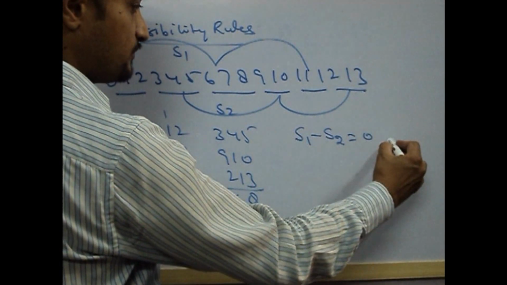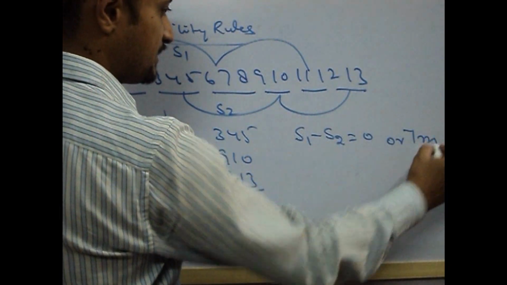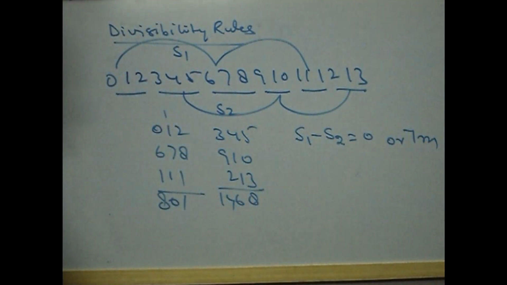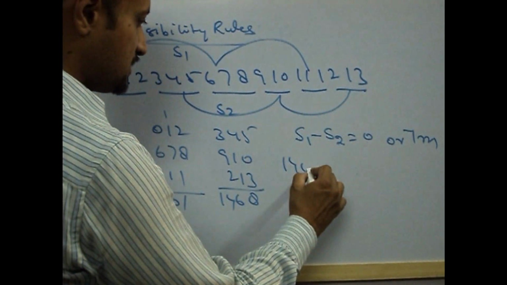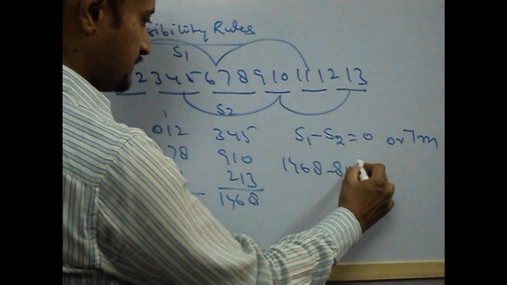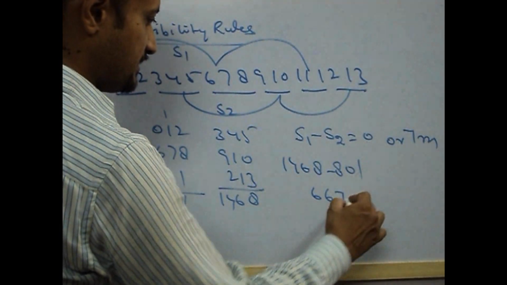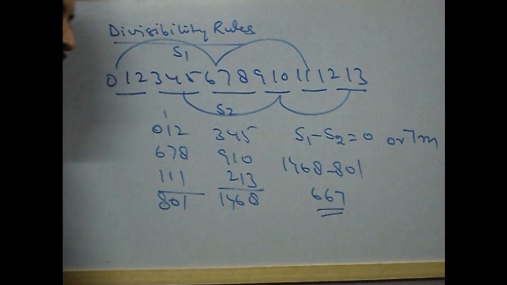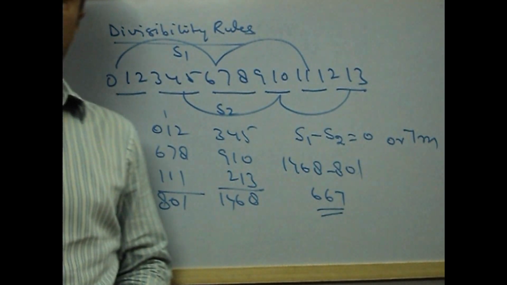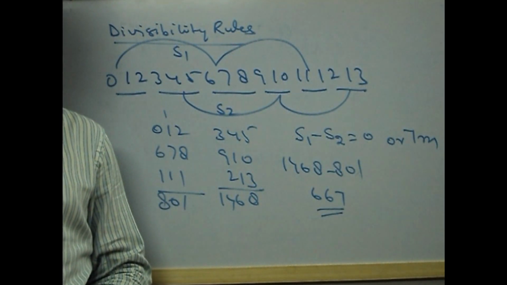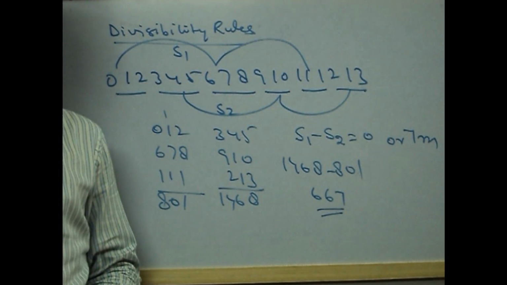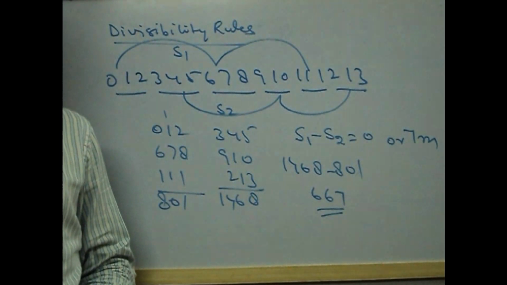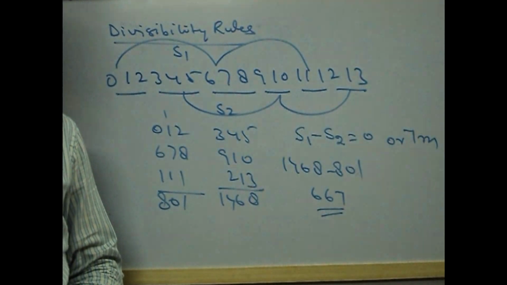If this is 0 or a multiple of 7, I will say the number is divisible by 7, else it is not. In this case, 1468 minus 801, which is 667, not divisible by 7. Therefore, the given number is not divisible by 7. If 667 would have been divisible by 7, the number would have been divisible by 7. I hope this is clear to all.